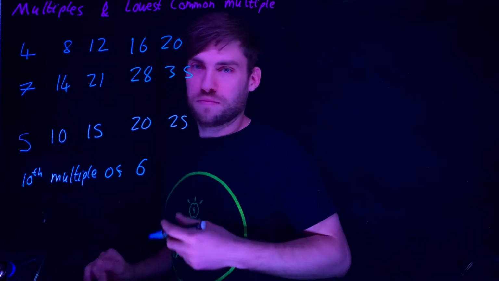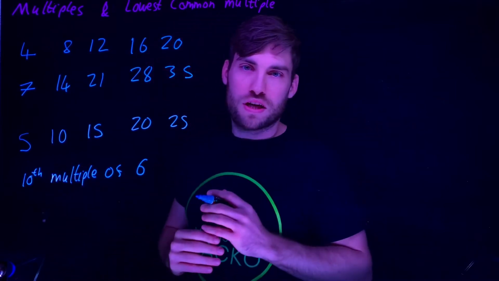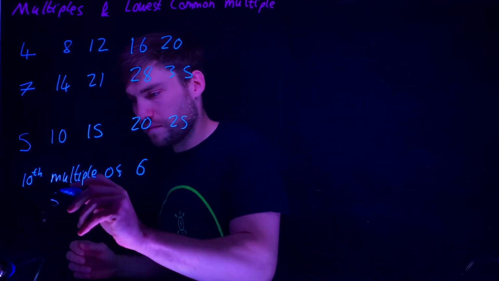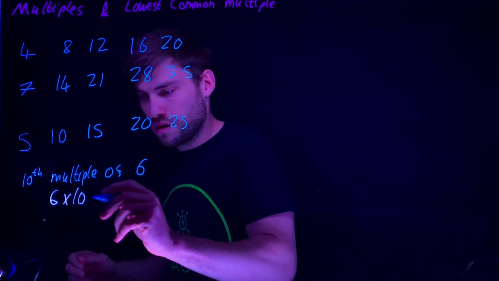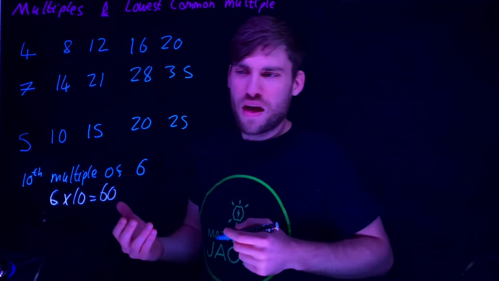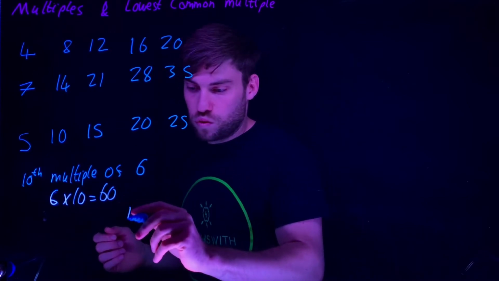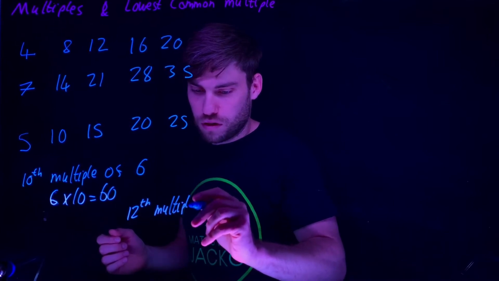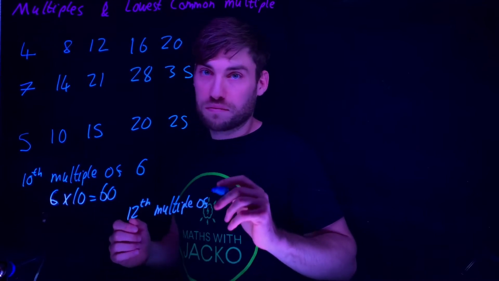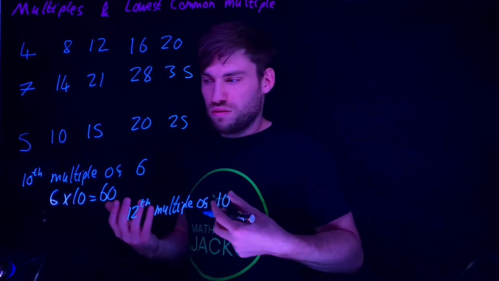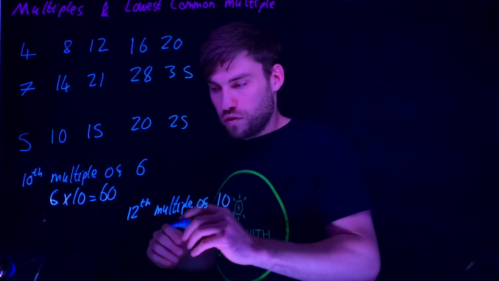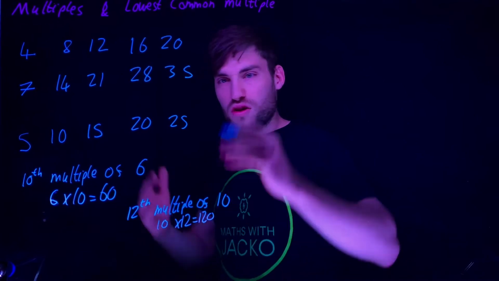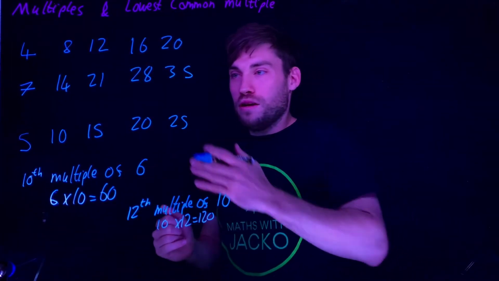So 10th multiple of 6. You could write out the 6 times table, yeah, and get the 10th one. Or you could just do it out. So what's 6 times 10, which is 60. And that works for any of them. So if I wanted, let's say, the 12th multiple of, let's say, 10, you're going to pause the video, put the answer and go for it. 12th multiple of 10, then I'll just do 10 times 12, which is 120. Or you could write them all out, but that can take a bit of time. Right, so that's clarified multiples.